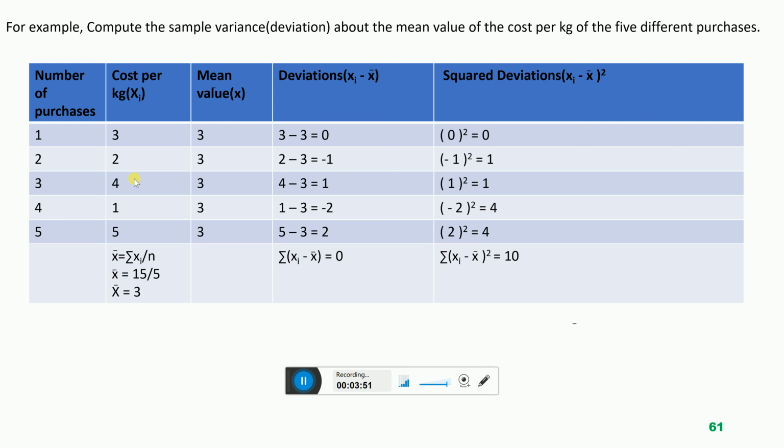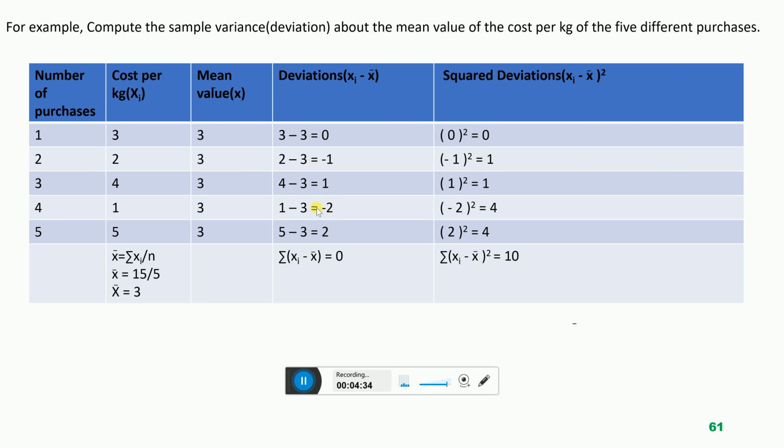Deviation of the third data item is 4 minus 3 is equal to 1. Deviation of the fourth data item 1 is 1 minus 3, equal to minus 2. And deviation of the fifth data item 5 is 5 minus 3 is equal to 2. So 0 deviation, minus 1 deviation, 1 deviation, minus 2 and 2 deviation. This minus 1 deviation means that the second data item is one value to the left of the mean value 3. This third deviation 1 represents that the third data item 4 is one value to the right of the mean value 3, where 4 is one value larger than 3.